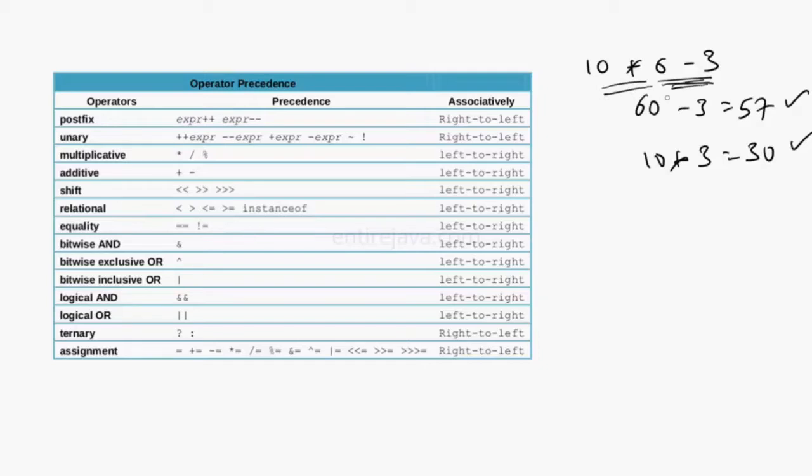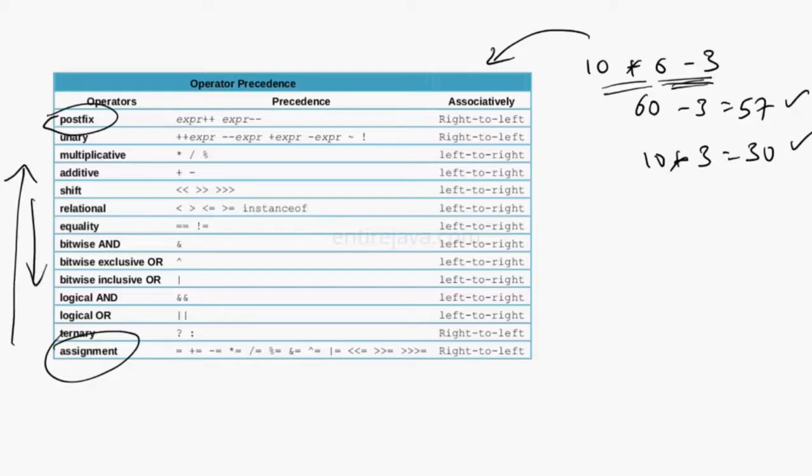So to solve this problem, Java developers introduced this precedence table. The precedence table tells which operator will have the higher precedence and which operator will have the least precedence. The operator that is listed on top will have the highest precedence, and the operator that is listed at the bottom of the table will have the least precedence. So the precedence increases as we go up and vice versa.